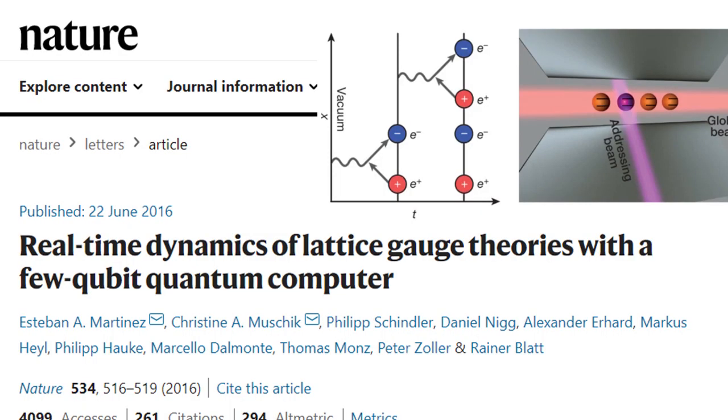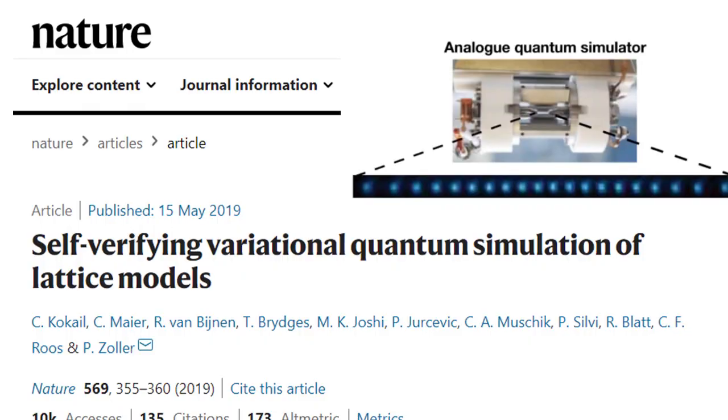So this is a paper from the Zoller and Blatt group. Here they were simulating the real-time dynamics of lattice gauge theories. I think they did the so-called Schwinger model, and they did this in a 4-qubit ion trap machine. Maybe this one is a little bit more recent. It's not in the title, but this is one of these hybrid quantum classical algorithms where they do a quantum simulation of, again, this kind of lattice gauge theory.